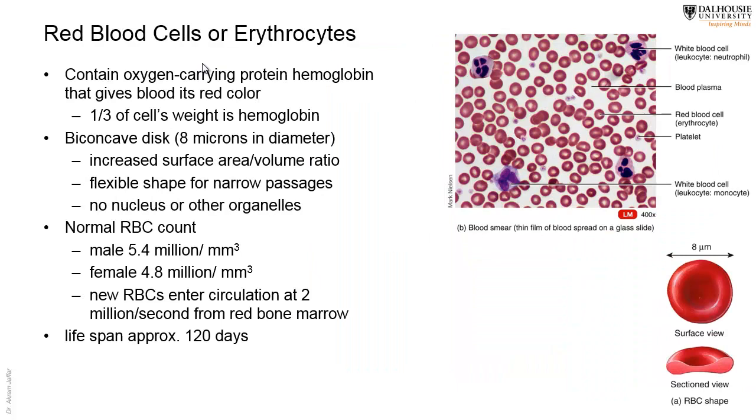Let's start with the red blood cells, or erythrocytes. These erythrocytes contain the oxygen-carrying protein, which is the hemoglobin, and this hemoglobin contains a red pigment, and this is responsible for the red color of the blood. Half of the weight of the cell, in fact, is formed of the hemoglobin. So essentially it carries the hemoglobin.